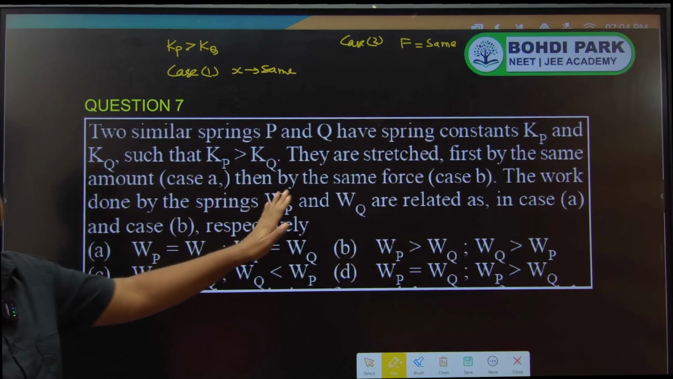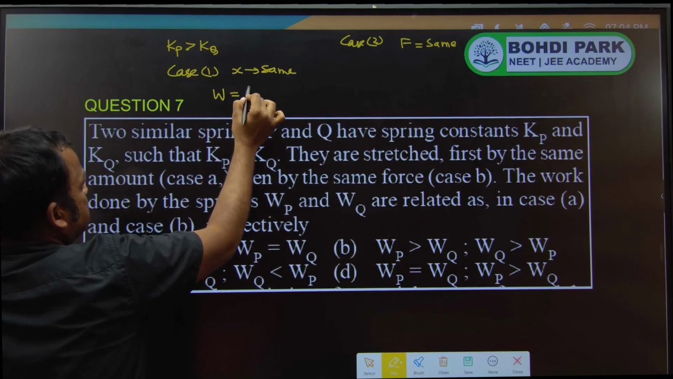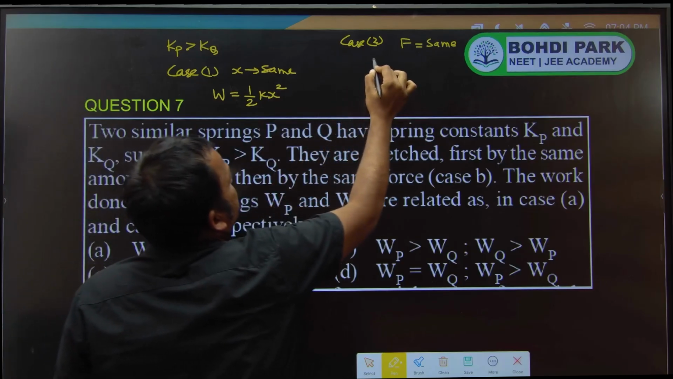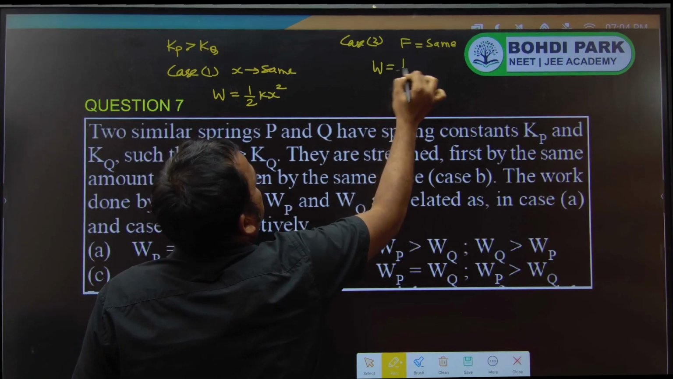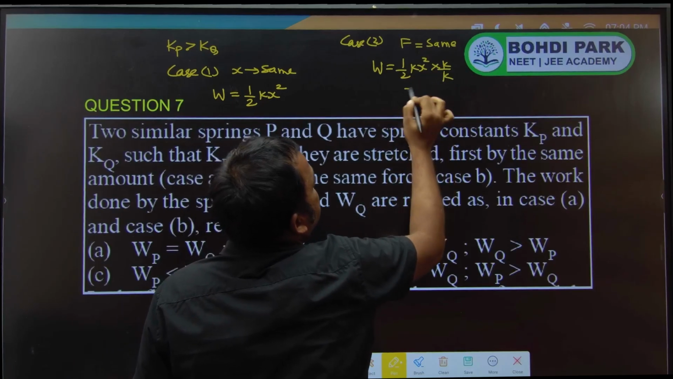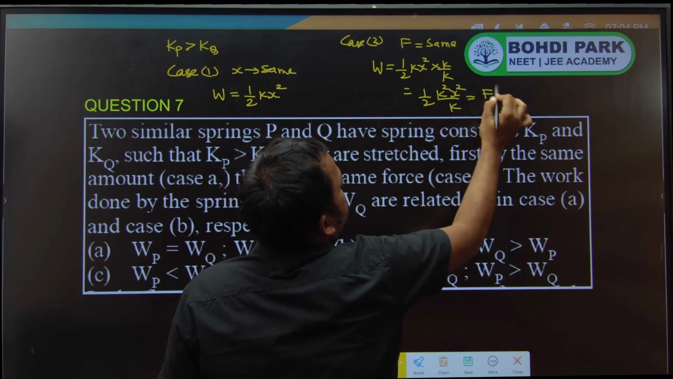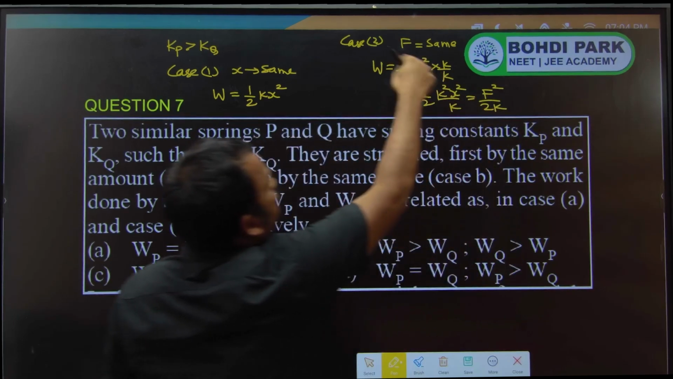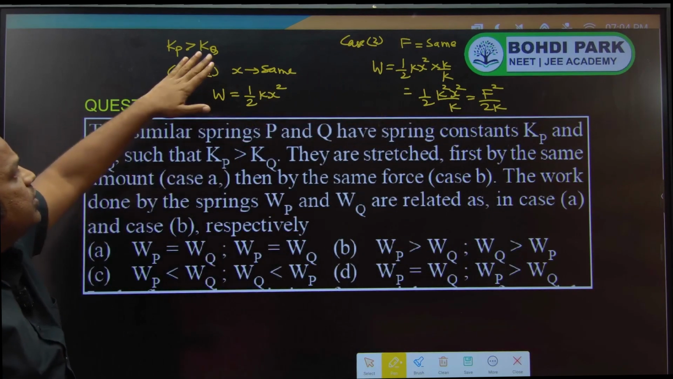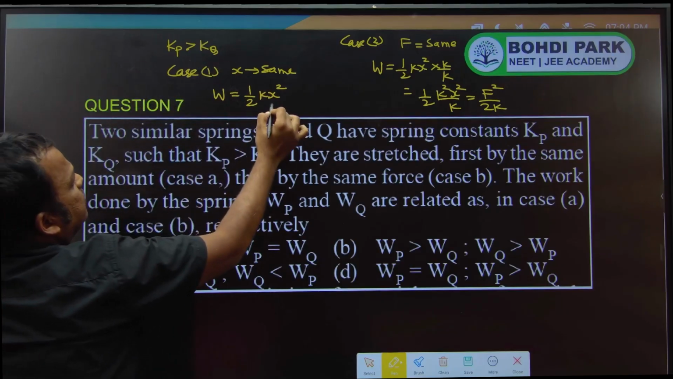Work done by spring. So work done formula we can use. When elongation is same, we can use the formula half k x square, and when force is same, we can use the formula half k x square. Now multiply and divide by k. This will become half k square x square by k. So F square by 2k. So when force is same, use this formula F square by 2k, and when elongation is same, use this formula.